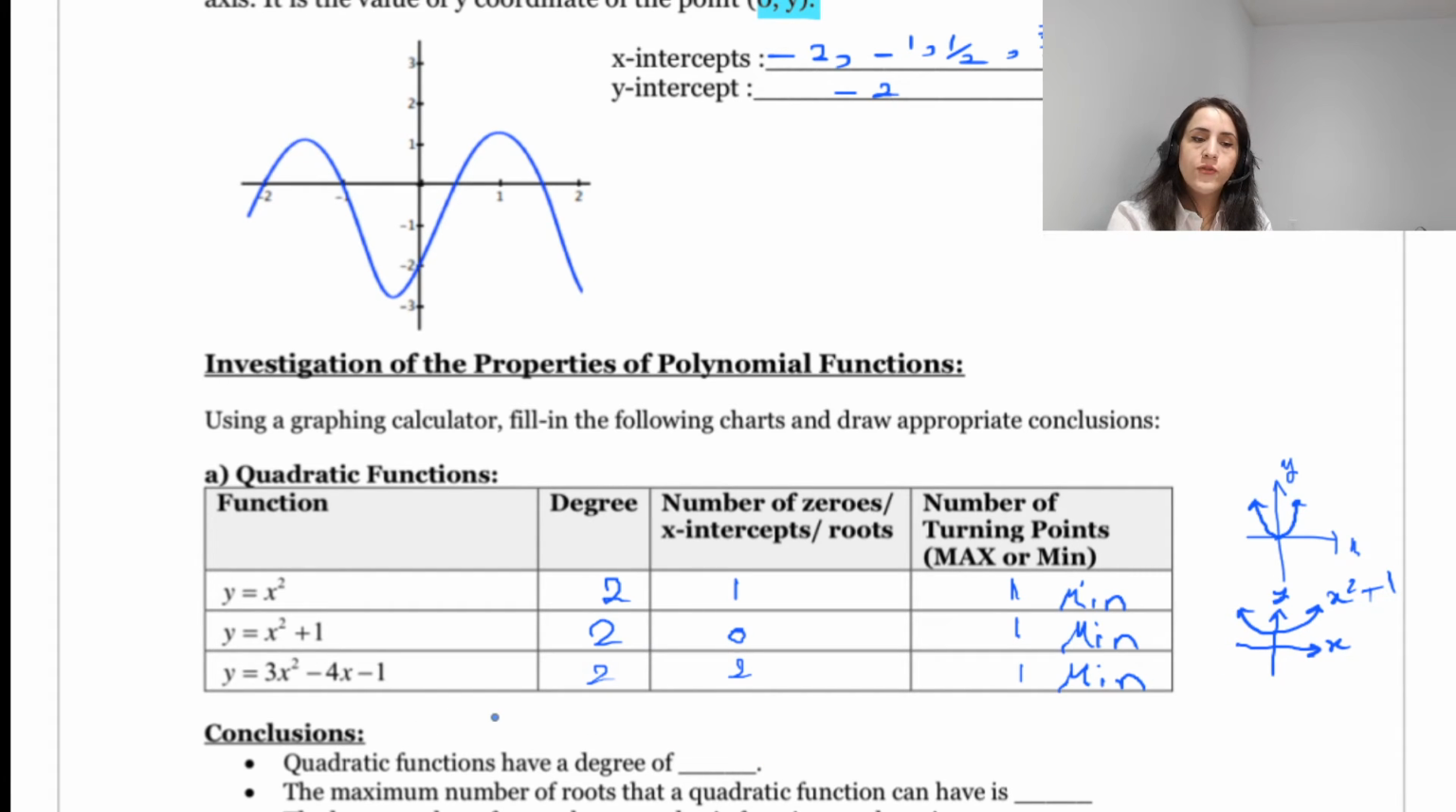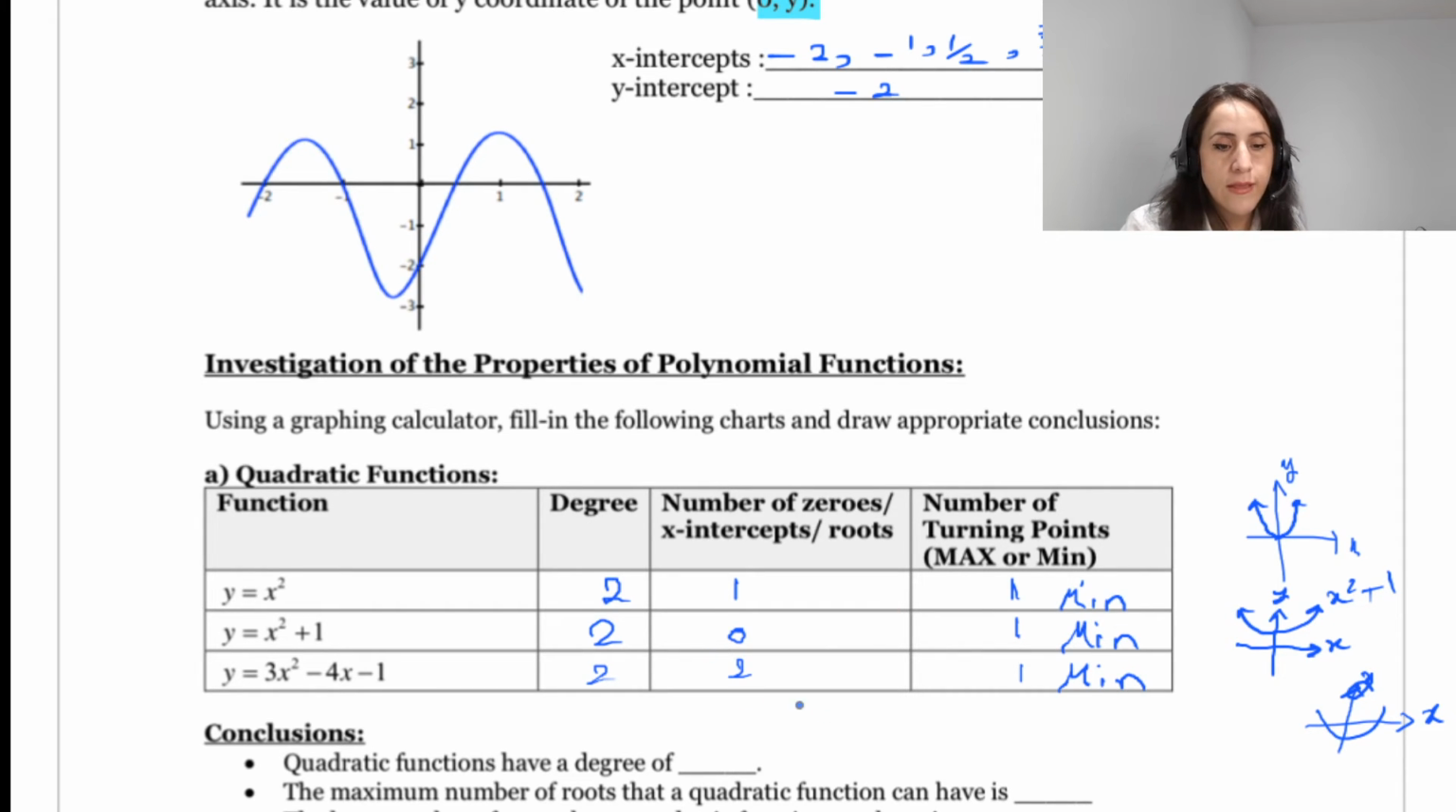How about 3x squared minus 4x minus 1? For this function, it's still going to be a quadratic, but it's going to have two x-intercepts. But all of them, as you see, have one minimum.